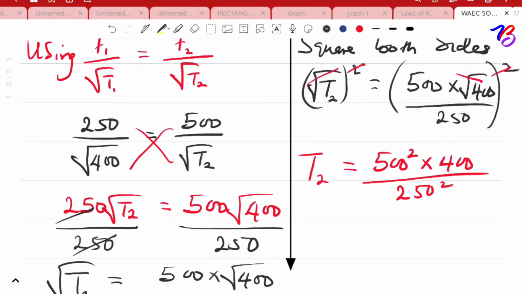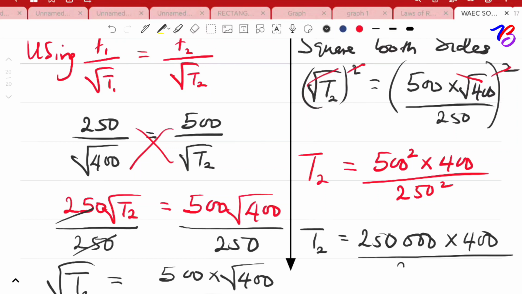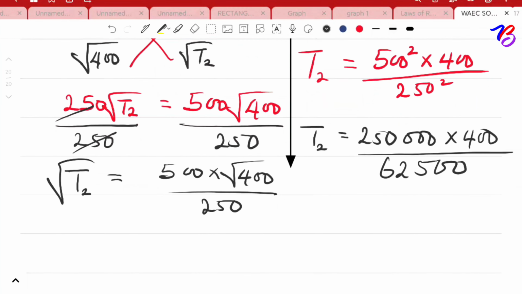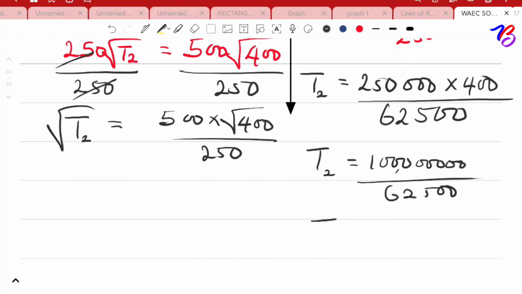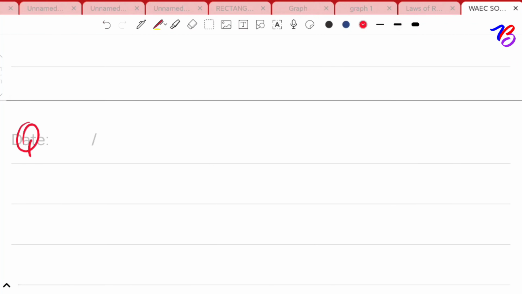So let's proceed further. So that T2 will now equal 500 squared will give us 250,000 multiplied by 400 all divided by 250 squared, which will give you 62,500. So that by further expansion, T2 will equal 250,000 multiplied by 400, which will give us 100 million. Are you following? 100 million all divided by 62,500. So T2 finally, if you divide 100 million by 62,500, T2 will equal 1600 Newton. That's our final answer. Next question.